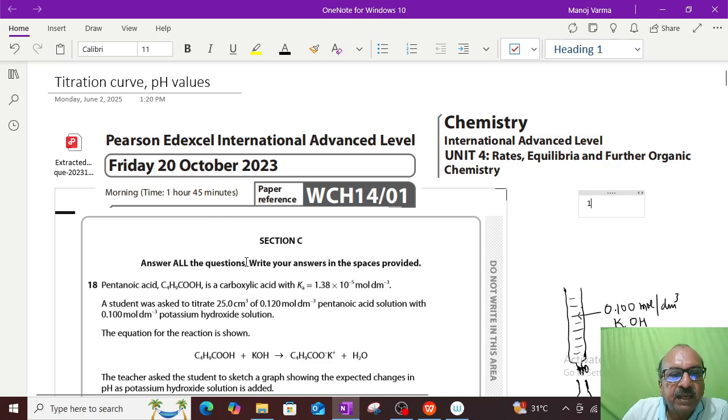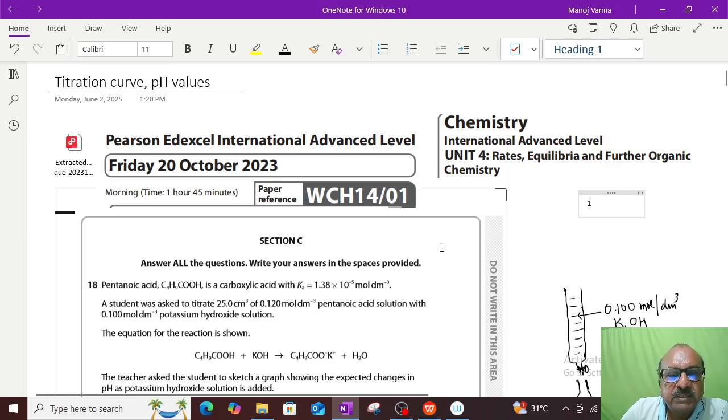So as we carry out the titration, what are the different pH values that we get at different points during the titration? That is what is called the titration curve. And we are going to discuss this, and I have taken a particular question from the Pearson Edexcel International Advanced Level October 2023 paper, which is Unit 4 in chemistry, which includes rates, equilibria, and further organic chemistry.